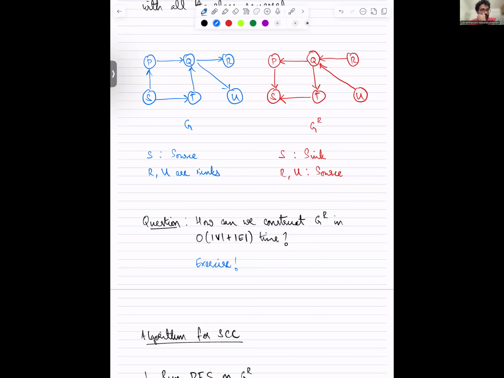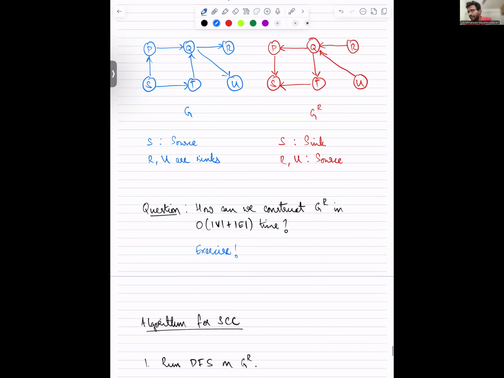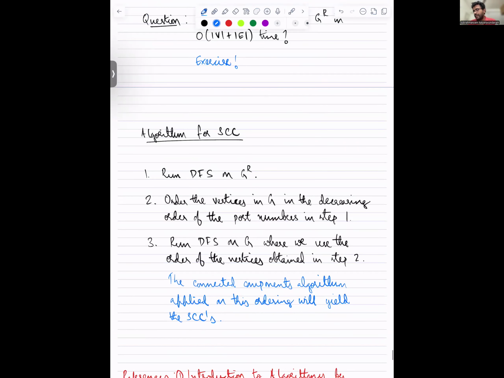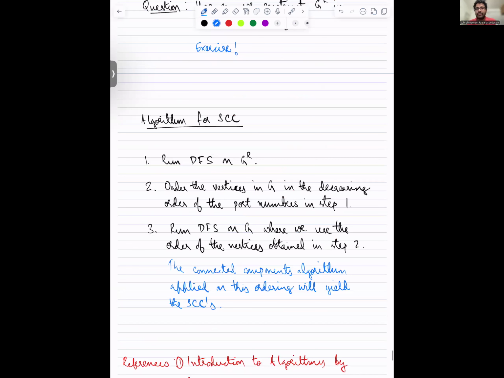Now, what do we do? We have a way of identifying a vertex in a source strongly connected component, and we are reversing the graph first to obtain a vertex in the sink strongly connected component. And then what do we do? We just use the same idea again. So the entire algorithm is this. This is the entire algorithm to recover the strongly connected components.